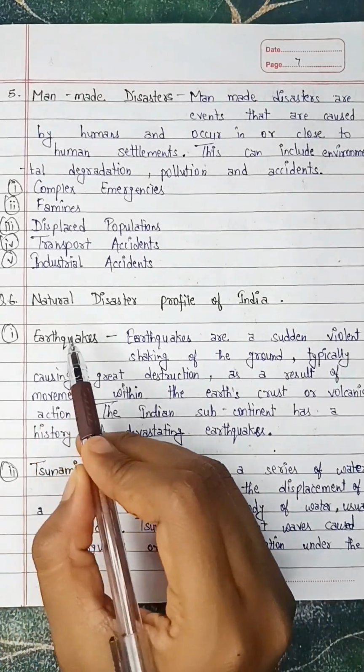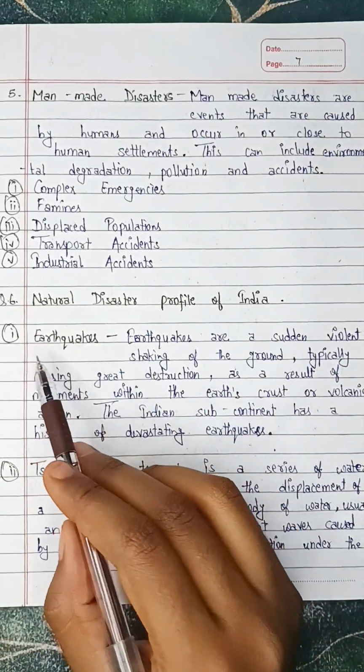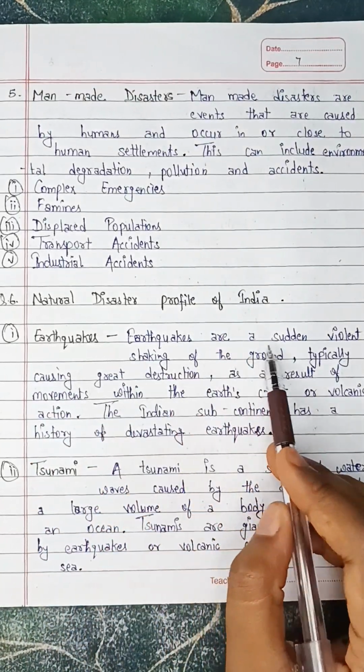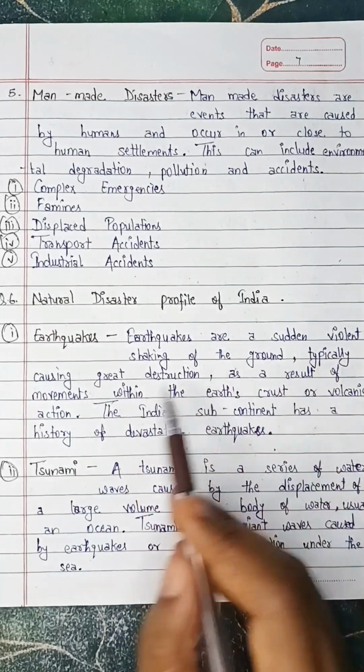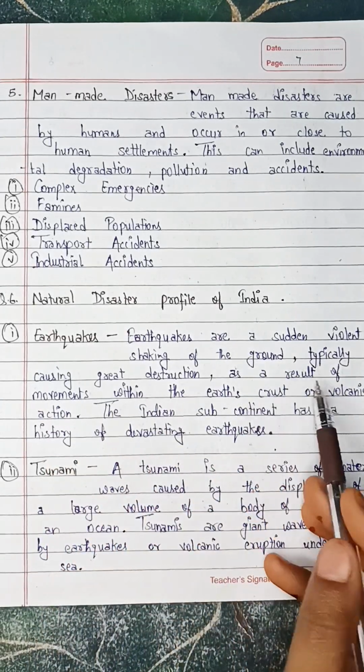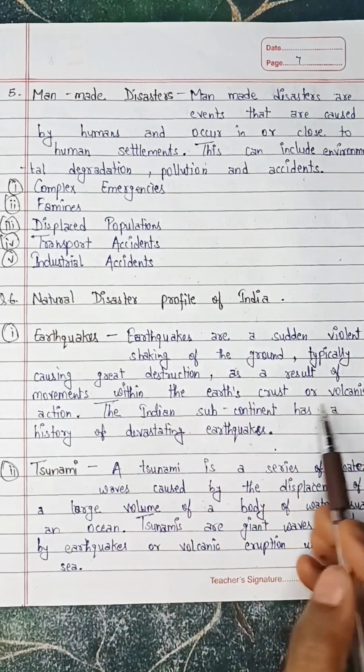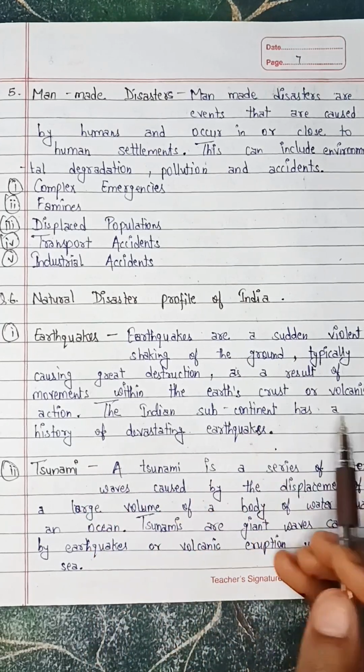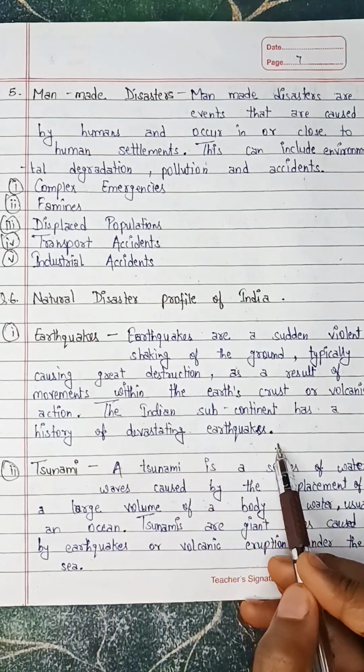Next question, natural disaster profile of India. So first, earthquakes. Earthquakes are a sudden violent shaking of the ground, typically causing great destruction as a result of movements within the Earth's crust or volcanic action. The Indian subcontinent has a history of devastating earthquakes.